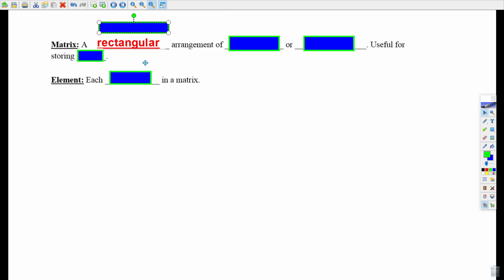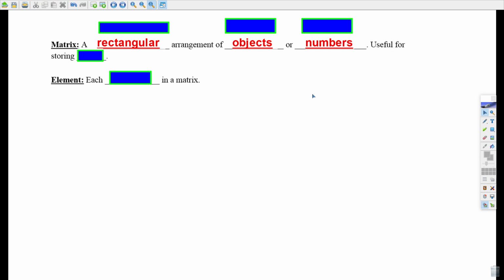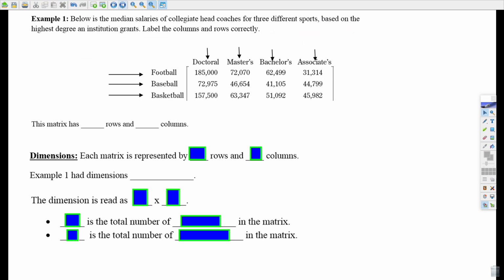So what is it? It's just a rectangular arrangement of objects or numbers. This is useful for storing data, and it makes things easier to read as far as an assortment of numbers in a big block. You'll see what I mean when we look at them. An element is every single object that's in a matrix. So a matrix is made up of individual elements. For example, we have a matrix down here, and I'll go into detail with that a little bit later.